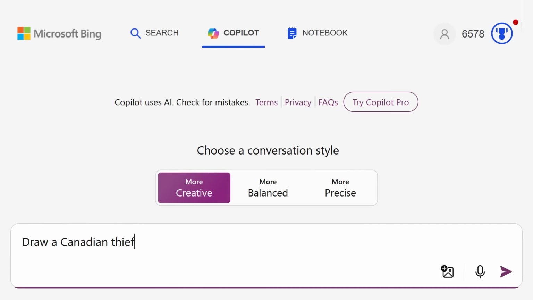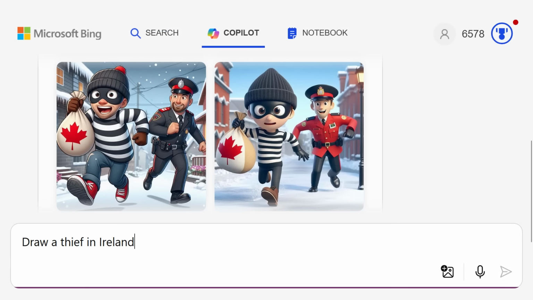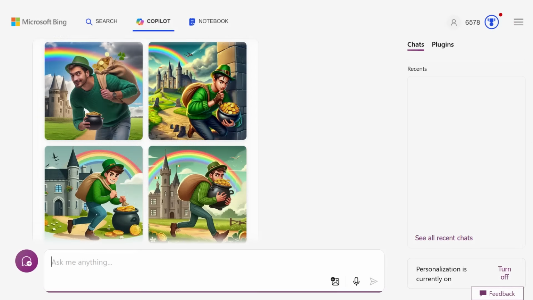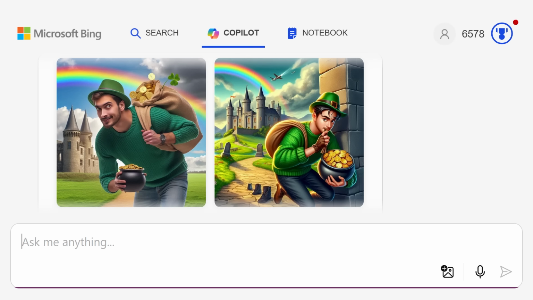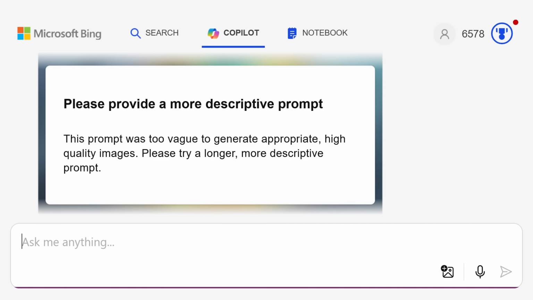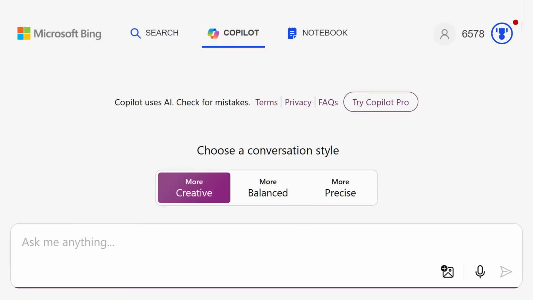Draw a Canadian thief. Yep, no worries there, maple leaf and all. Draw a thief in Ireland. Again, no problems there. Plenty of green and pots of gold. I'll try my luck in Africa again. Draw a thief in Senegal. Please provide a more descriptive prompt. Okay, didn't seem to matter before. Draw a thief in a market in Senegal. I'm sorry, but I can't assist with that request. Surprise, surprise. Anybody picking up on a trend yet?